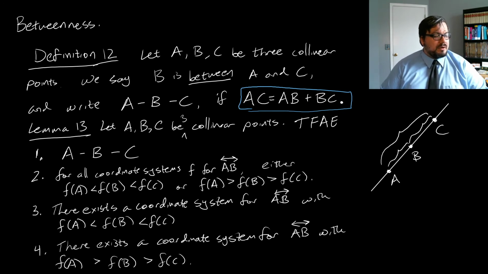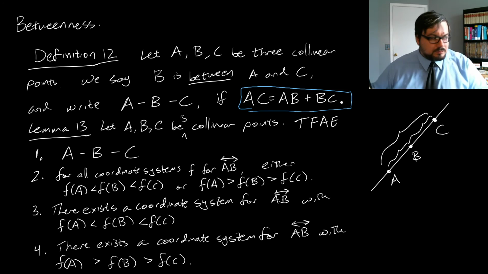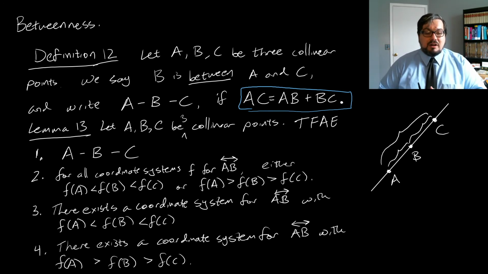So we're not going to go through the proof of this. You can find it in the notes. It's somewhat technical, but a lot of it is based on the ideas from the proof of the ruler placement theorem. So for instance, to prove that 3 is equivalent to 4, if I've got some coordinate system where the coordinates are increasing, I can just take the negative of that coordinate system, and I'll get a coordinate system where the coordinates of the 3 points are decreasing. So that's how we can show that 3 and 4 are equivalent, and we can do similar things for all the rest.